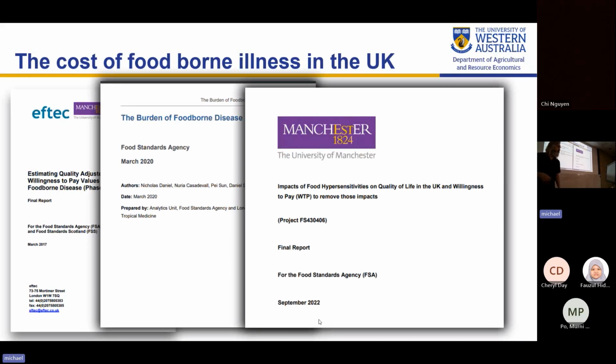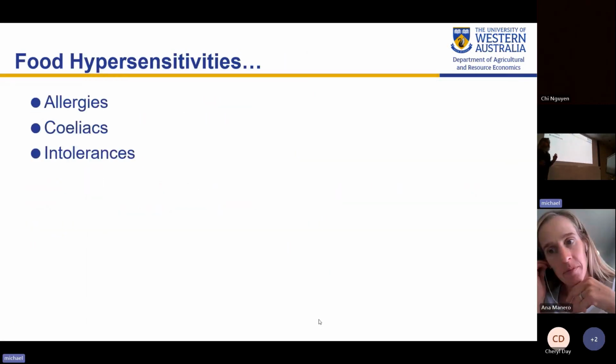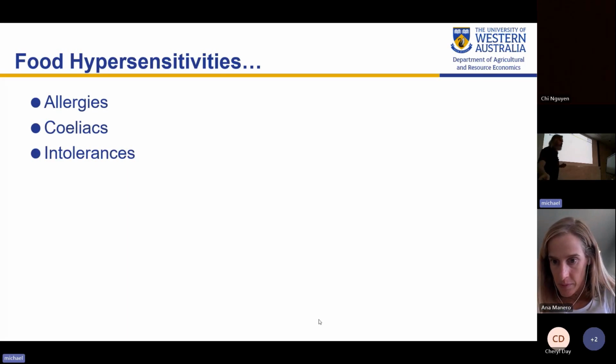And then they came back and said, can you do this again, but look at this idea of food hypersensitivities, which are strictly not a foodborne disease, but a response that people have to their food. So this was re-establishing the team and going back and looking at a different aspect of food and problems. What are these food hypersensitivities? Well, they got split up into three elements. There were allergies, there were celiacs, because that's a large issue in the UK generally, so that came out as a separate issue, and then also intolerances.